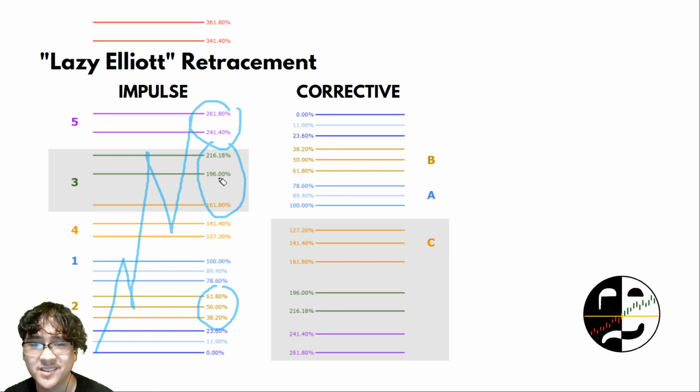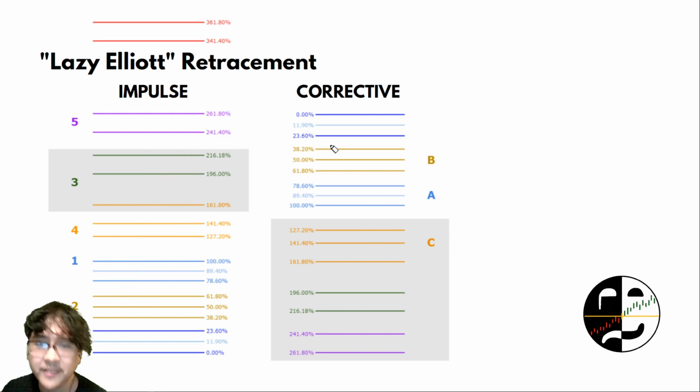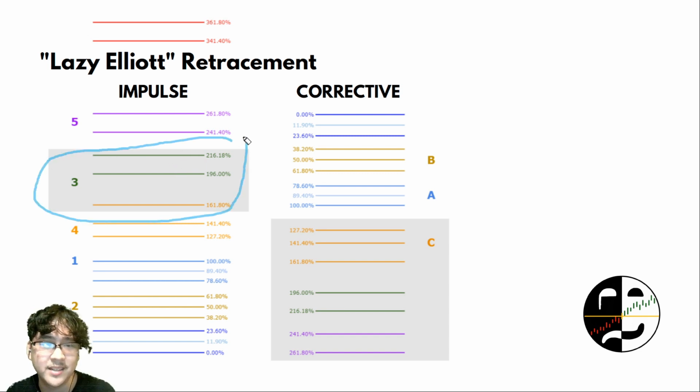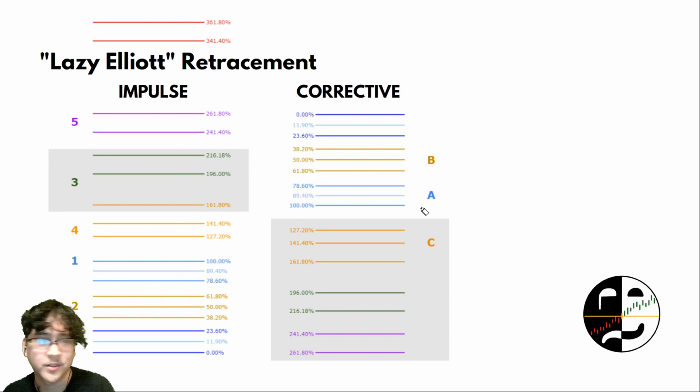Yun din yung purpose ng color coding dito, guys, just so you know. And for the corrective wave, it's easy, A, B, C, ganyan lang siya. And this highlighted box area, it could be any of these levels. That's just what it's trying to say. Same with the impulse. 3 could be any of these. So yeah, it's kind of self-explanatory.